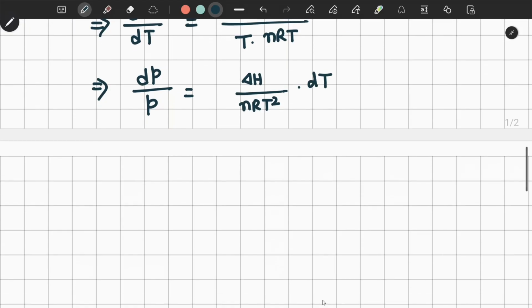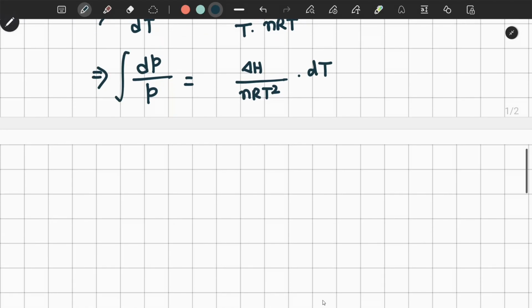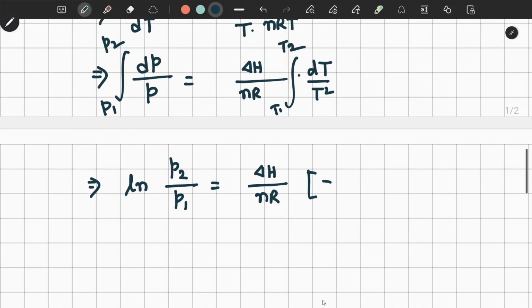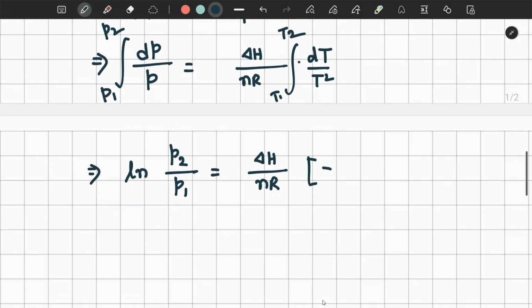Now you can integrate. I'm writing it this way: P1 to P2, T1 to T2. So eventually it will be ln(P2 by P1) equals delta H by nR times minus 1 by T, so it will be 1 by T1 minus 1 by T2.